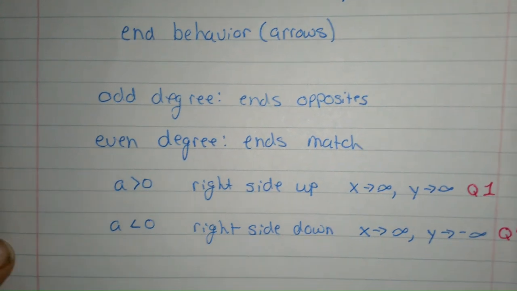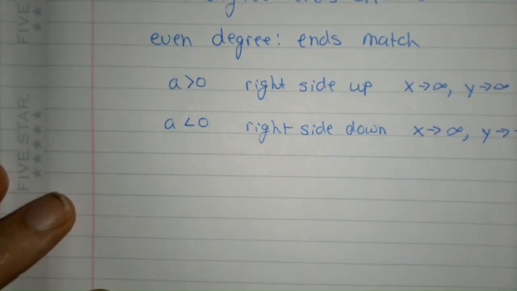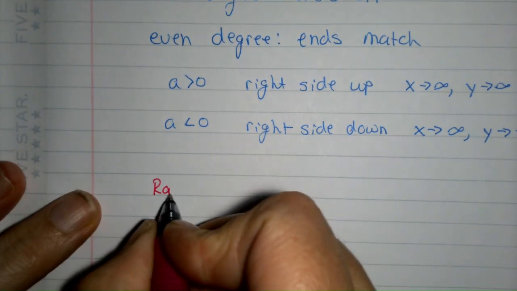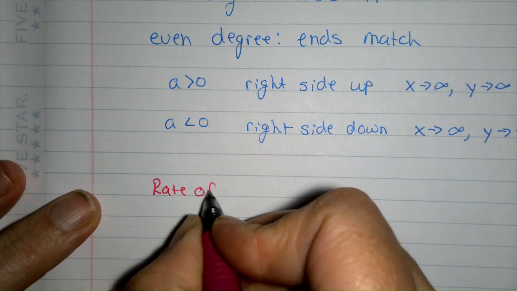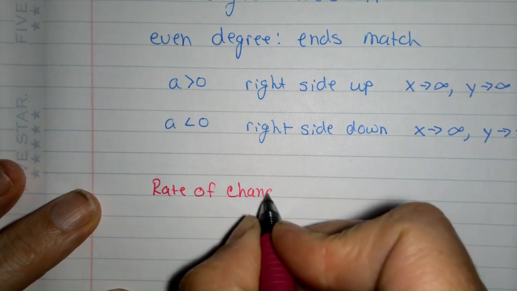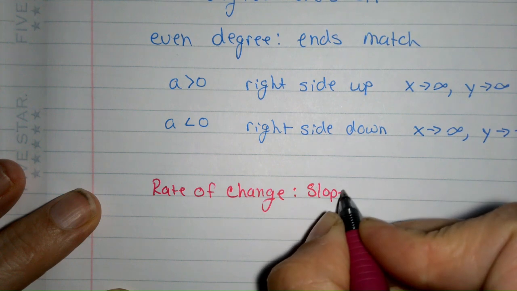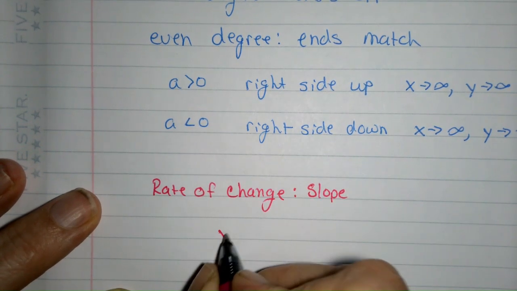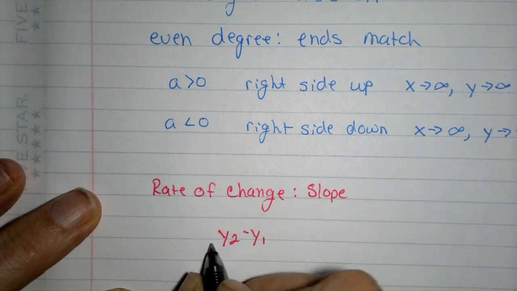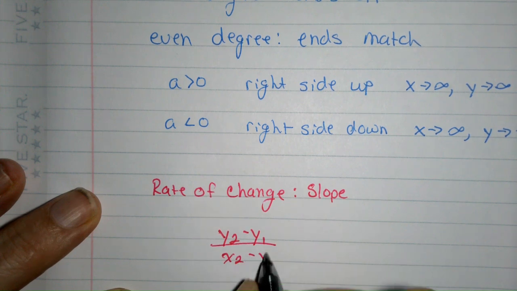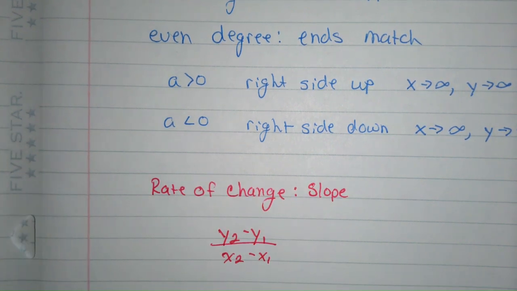And another thing they might ask you for is the rate of change. It's another thing they like to talk about in sections like these. Rate of change is a fancy way of saying slope. y2 minus y1 over x2 minus x1. That formula's been around for you probably since junior high.